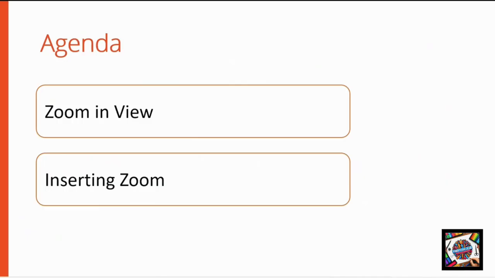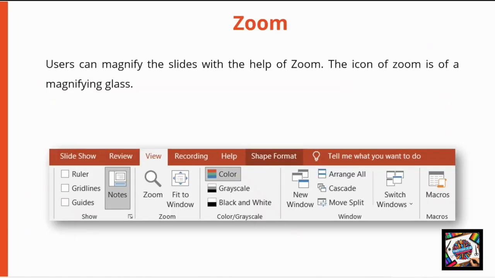The first one we will start with is the one in the View ribbon menu. And next, we will follow it by inserting Zoom, which is there in the Insert ribbon menu. Users can magnify the slides with the help of Zoom. The icon of the Zoom is a magnifying glass. Well, this is what we were discussing, right? So let's increase the width of the slides with the help of Zoom.